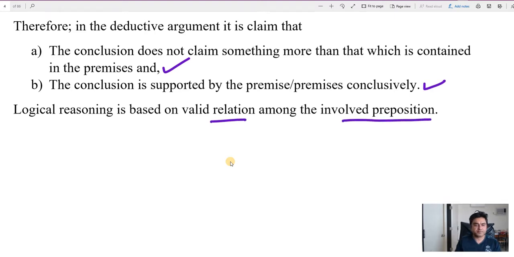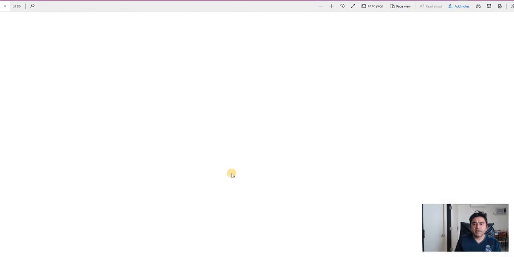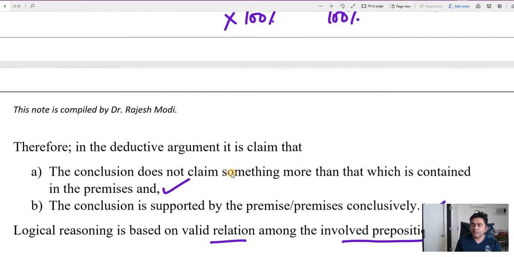So here we are ending the basic theories of logic, argument, premises and the types of logic. In the second video, we are going to use the syllogism story method.